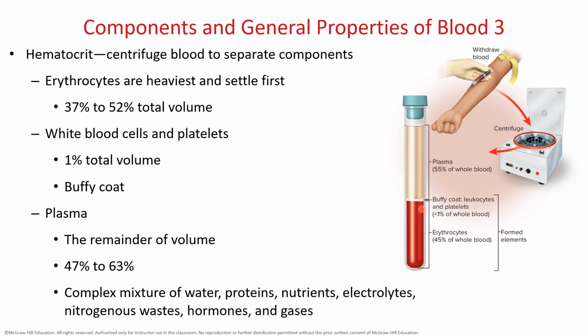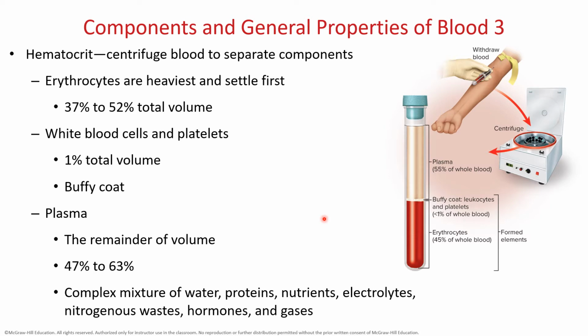And in lab, we actually have you measure it. So you'll take a ruler and you'll measure from here to here. You'll measure your hematocrit, which is your red blood cells, and divide by the whole volume, so including your plasma and your buffy coat, and that's your hematocrit. So the normal is about 37 to 52% of the total volume.